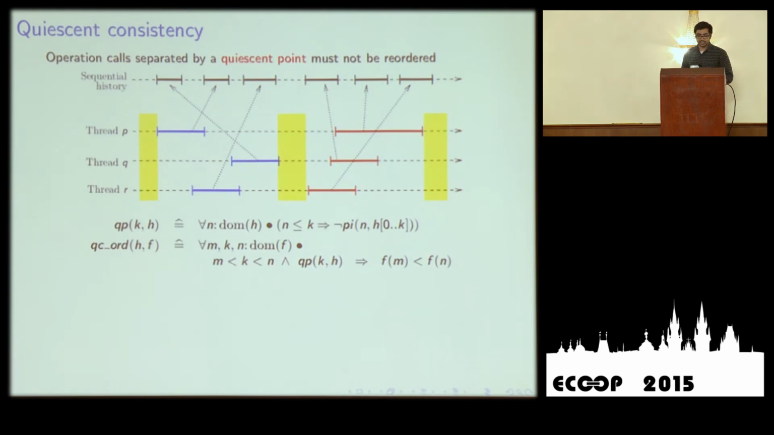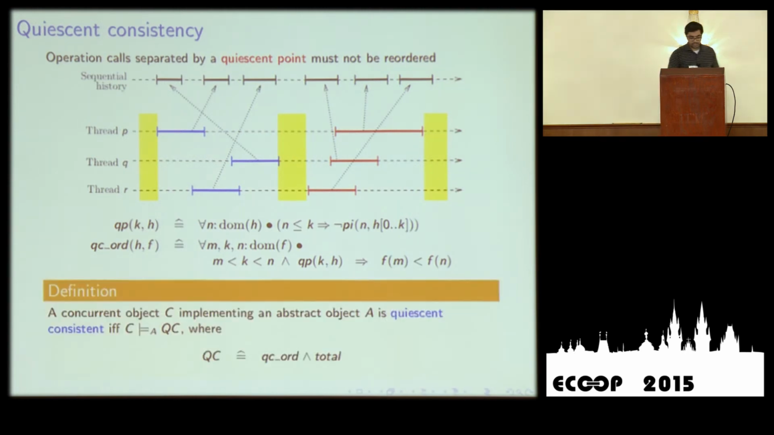And it's fairly easy to define this as well. You define what a quiescent point means. I won't go through the details. And then you basically say that if you have a quiescent point between two indices, then the order must be preserved at the sequential level. Okay? And then we lift to objects as per normal.